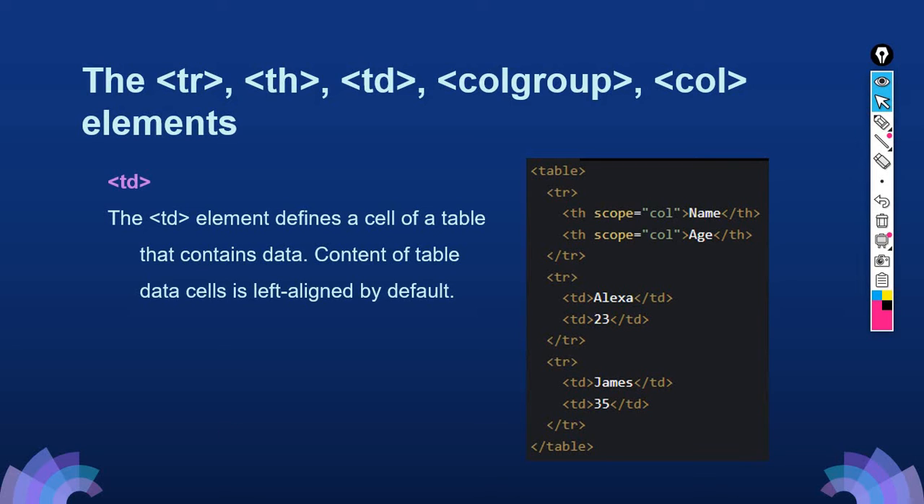Another element that we can use for the table is the TD element. This element defines a cell of a table that contains data. The content of table data cells is left aligned by default. So here's how you can use the TD element.